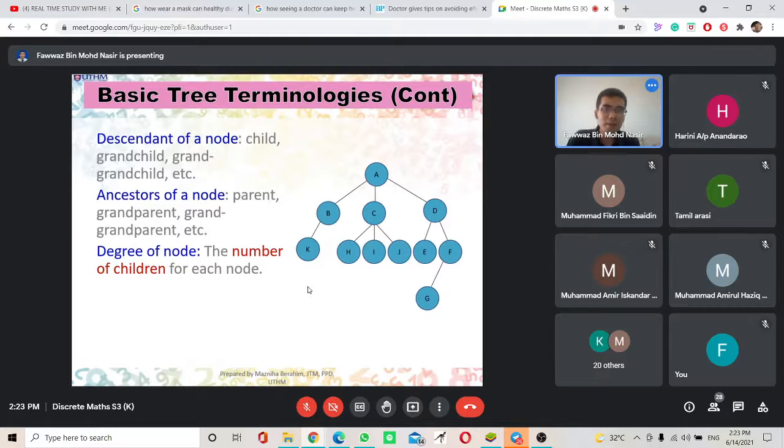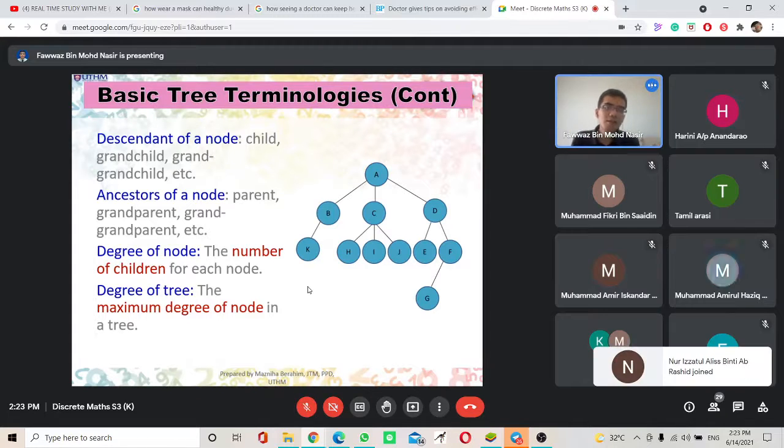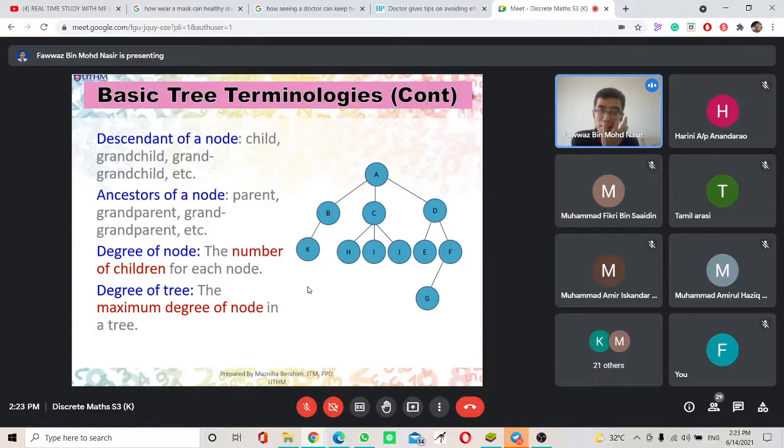Okay, kemudian the degree of the tree is the maximum degree of the node. So we just sum up all the degree of the nodes to get the degree of the tree. Kita just kira berapa dia punya children untuk tree berkenaan untuk dapat dia punya degree of the tree tu.